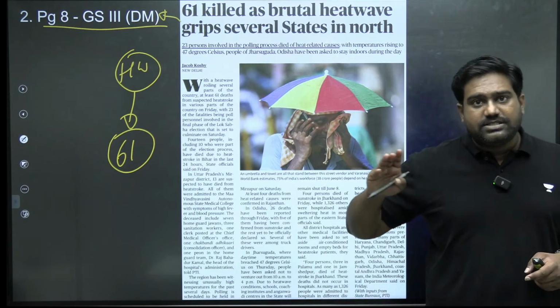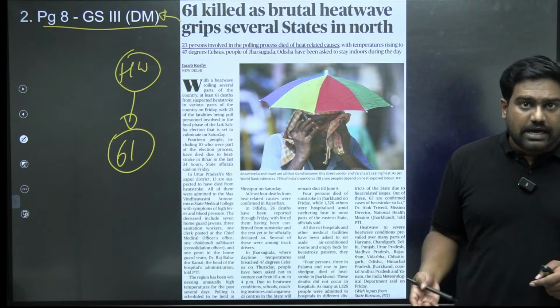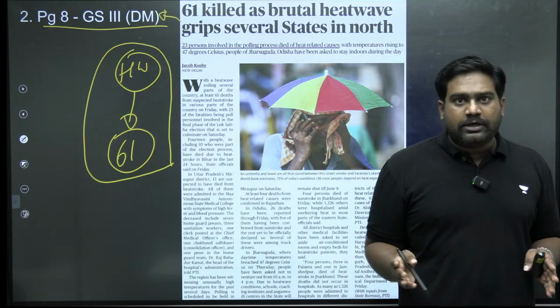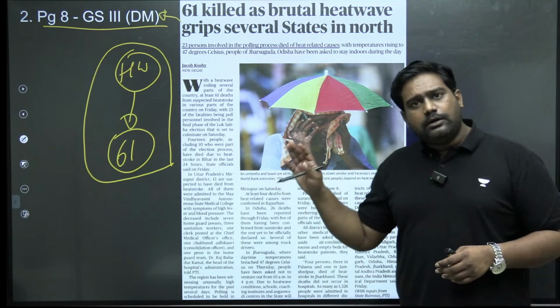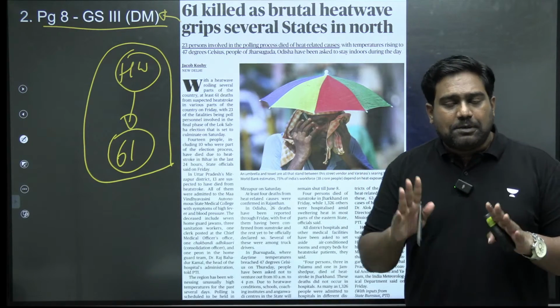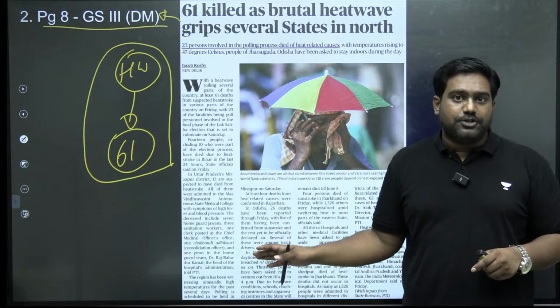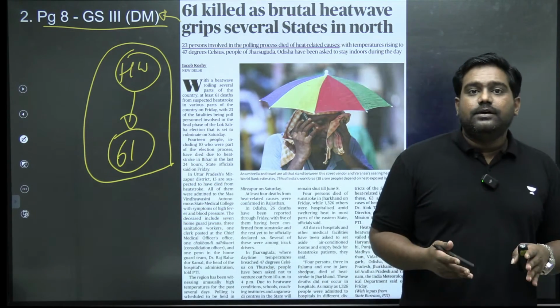Now mind you, this is just the recorded number of deaths. The number could easily be a few times higher than this, because several heat wave related deaths go unreported, they go unrecorded. Correct? So safely you can assume at least 200 or 250 people might have lost their lives in just one day because of deadly heat wave conditions. Officially the number is 61, which is still very significant.